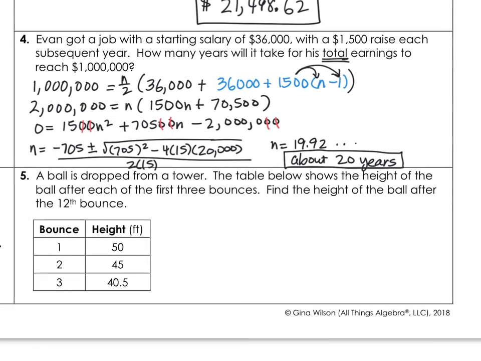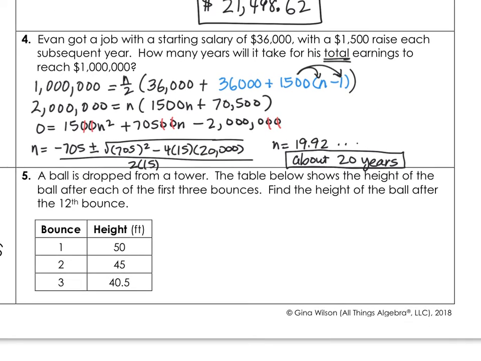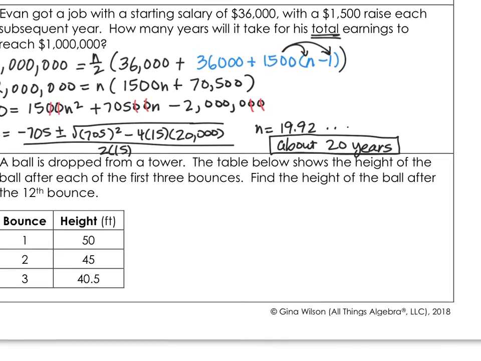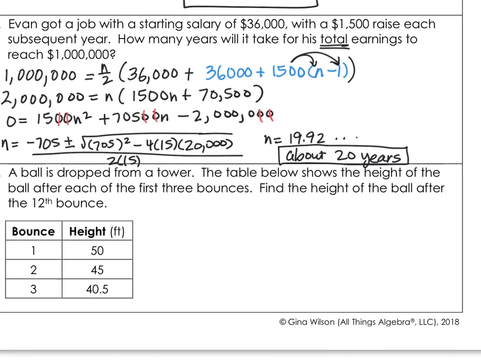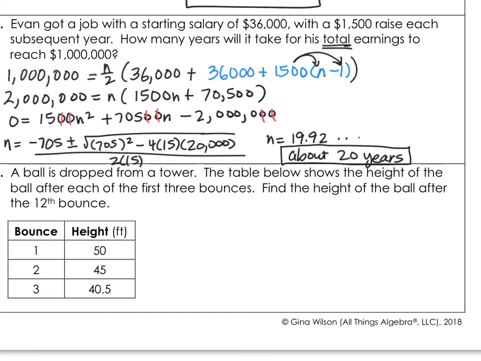Okay, let's look at number 5. This one says, notice we got mixed applications. So you got to figure out what it is that they're asking you to do, and they're all mixed up. A ball is dropped from a tower. The table shows the height of the ball after each of the 3 bounces. Find the height of the ball after the 12th bounce.